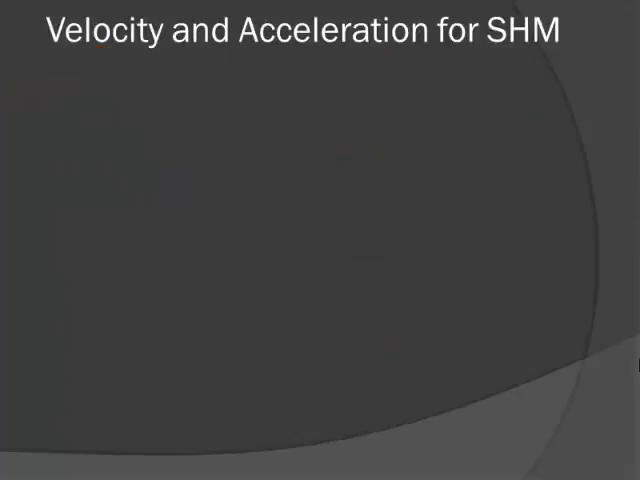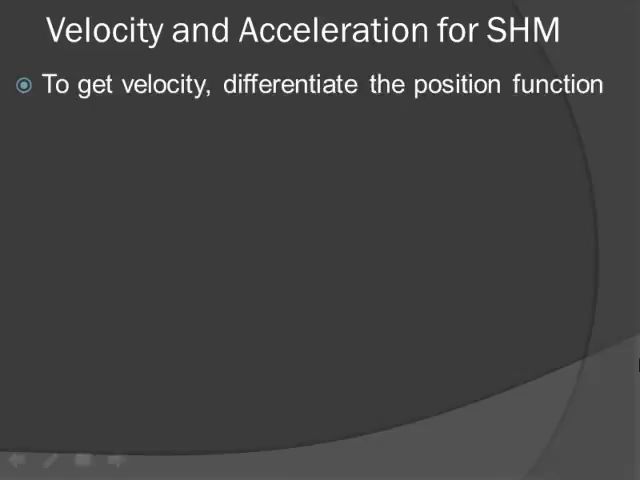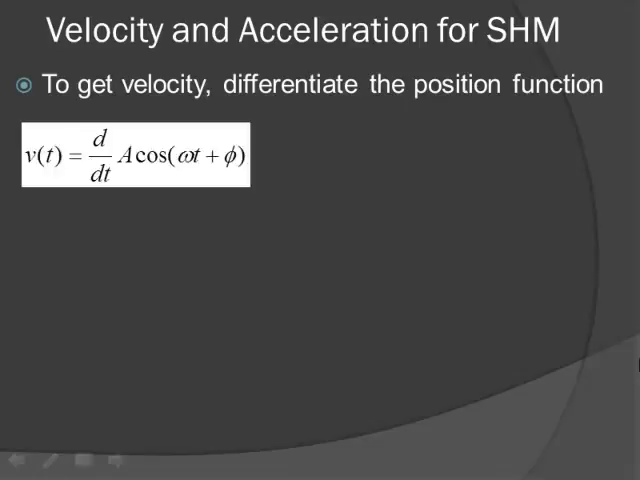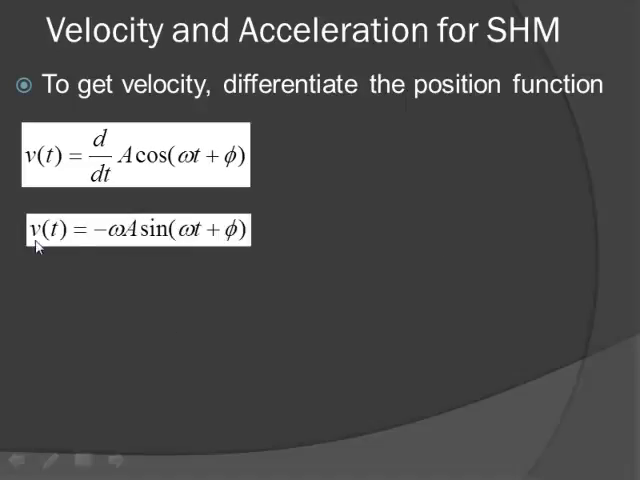Now, since we know position as a function of time, we can pretty easily get velocity and acceleration by using a little bit of calculus. So to get velocity, we want to just differentiate the position function. So you need to use the chain rule, so you do the derivative of the inside and then multiply it by the derivative of the outside. So the velocity as a function of time is this.